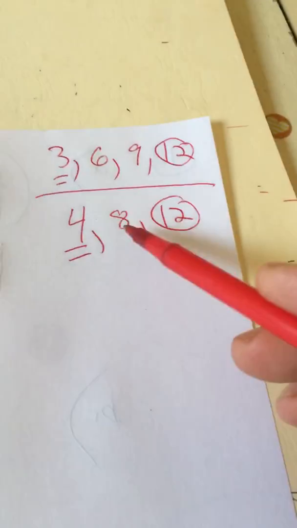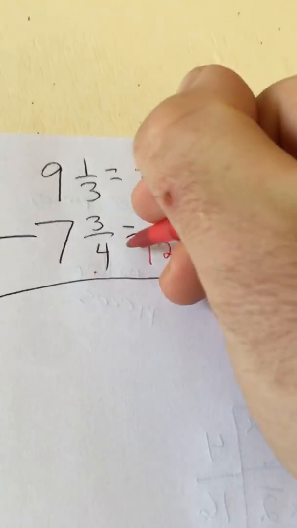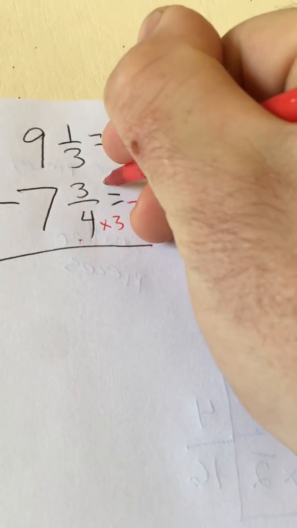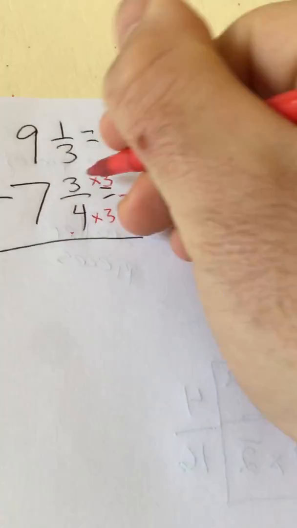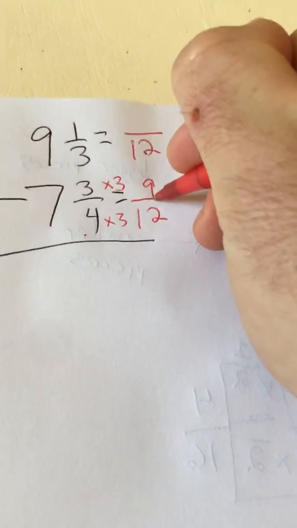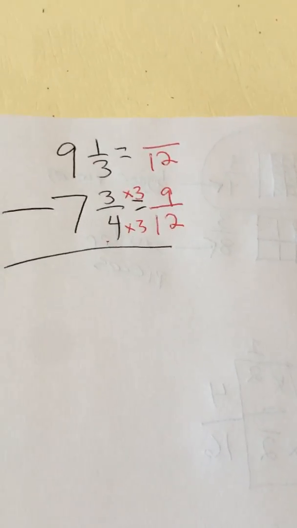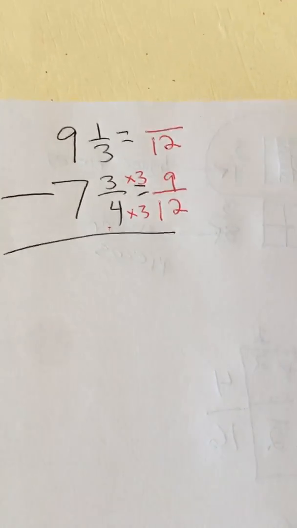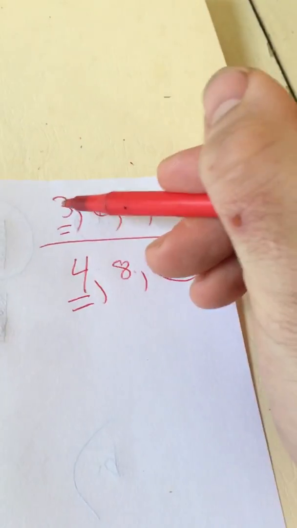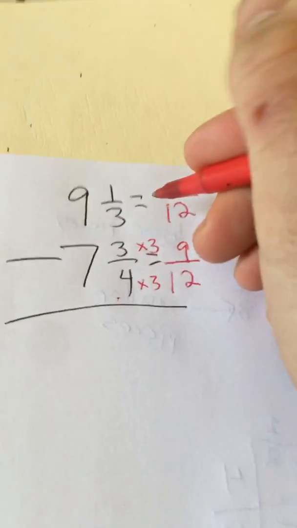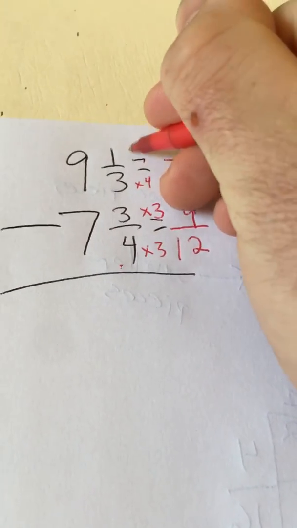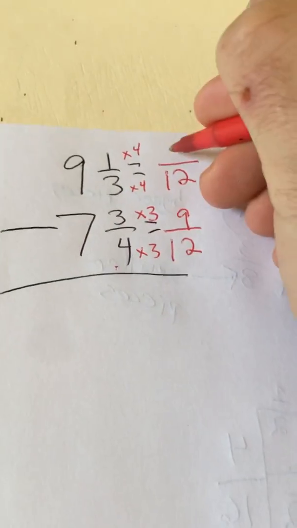So 4 times 3 got us to 12. So we have to multiply the numerator by the same number, times 3. 3 times 3 is 9. So 3/4 and 9/12 are equivalent. They're the same thing, same value. Now, 3 times what got us to 12? 1, 2, 3, 4. 3 times 4 was 12. So we're going to do 1 times the same number. 1 times 4 is 4/12. If we had 4 one time, we have 4.